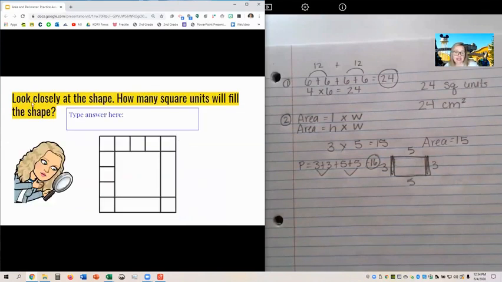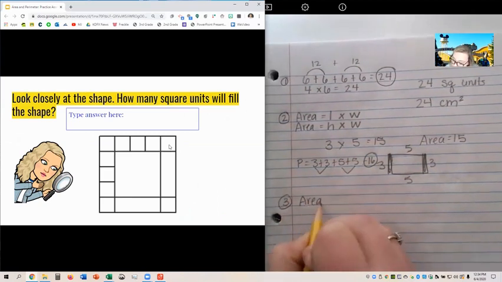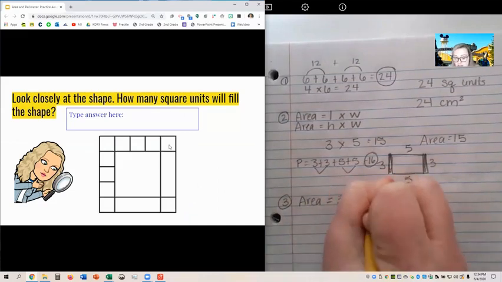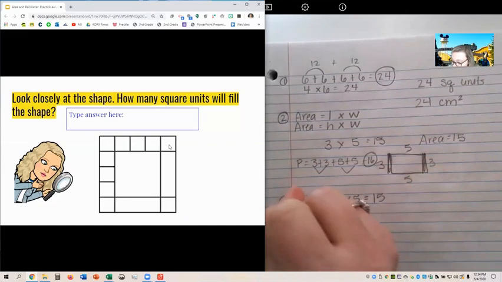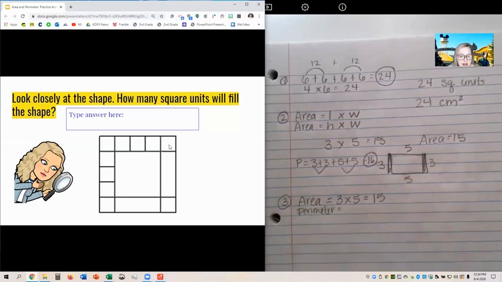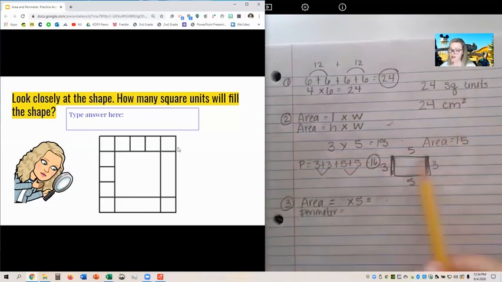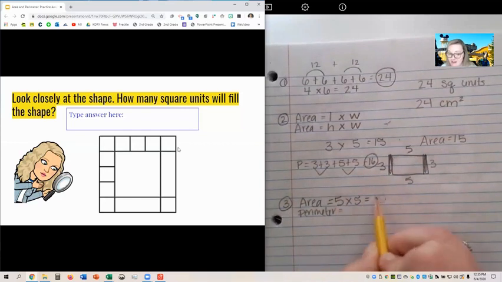Now we're going to look at this figure. It says, look closely at the shape. How many square units will fit in the shape? So some of the pieces have been left out, but if you count these square units, 1, 2, 3, 4, and then you can see 1, 2, 3, 4, 5 across, the area would be equal to 3 times 5, which is 15, and then the perimeter would be the same. Oh wait, not 3, I'm sorry. 1, 2, 3, 4, 5 times 1, 2, 3, 4, 5. What was I thinking? See, it's always good to look and check again. I was thinking about this one still, apparently. So it's 5 times 5, which is 25.